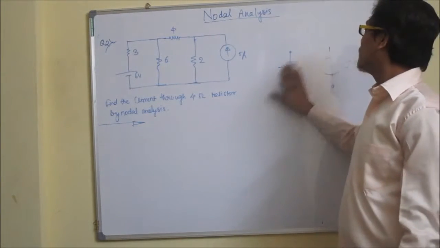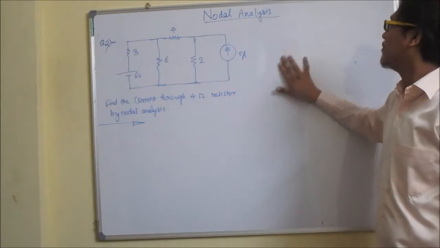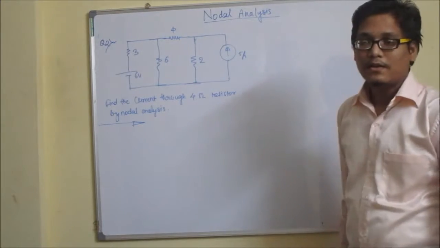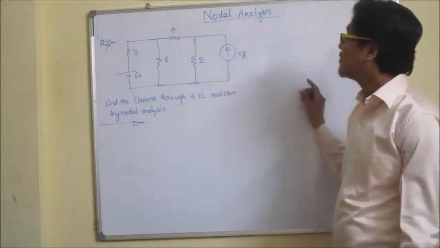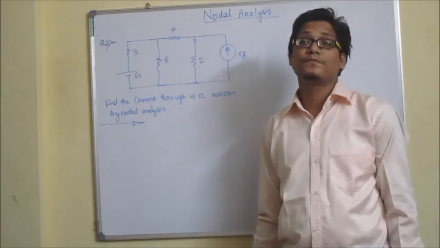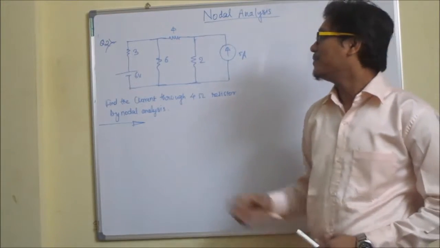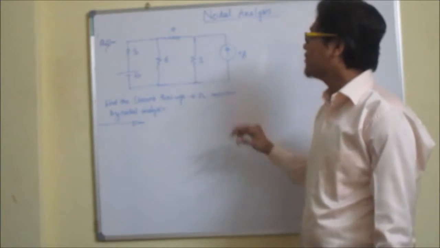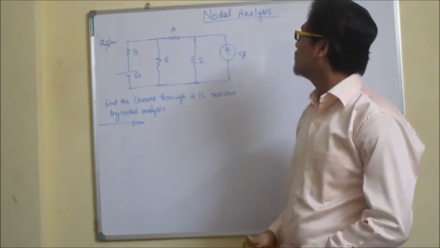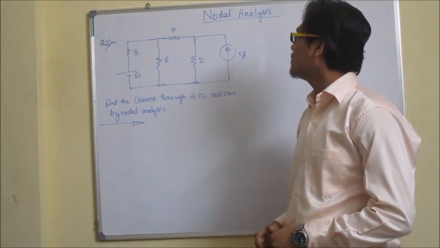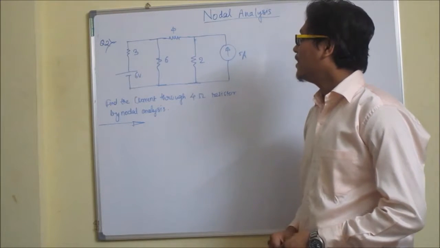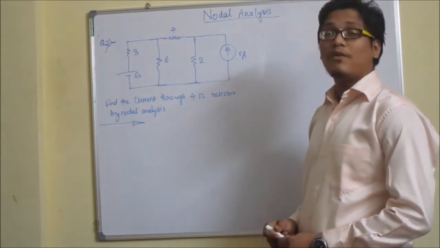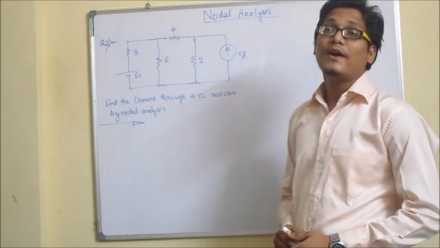Always remember one thing: we cannot apply KVL in the loops where a current source is given. But keeping that apart, I will solve this problem. In this circuit there are 2 sources, one current source and one voltage source, and they have asked to find the current through the 4 ohm resistor by nodal analysis. Now what is the first step in nodal analysis? We have to identify the nodes.